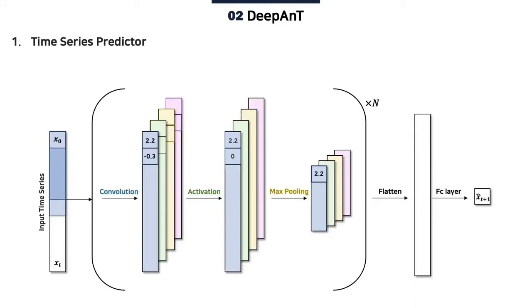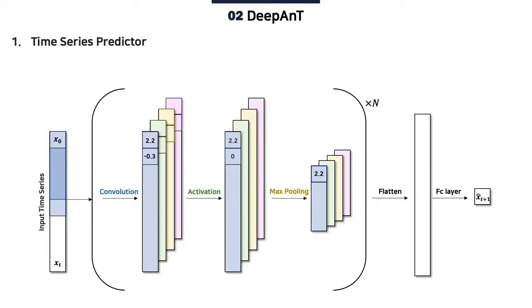DeepAnT basically has two modules, a time series predictor and an anomaly detector. The time series predictor uses deep convolutional neural networks to predict the next timestamp on the defined horizon. Now, this module takes a window of time series used as context and attempts to predict the next timestamp. Now, the predicted value is then sent to an anomaly detector module, which tags the corresponding timestamp as either normal or abnormal.